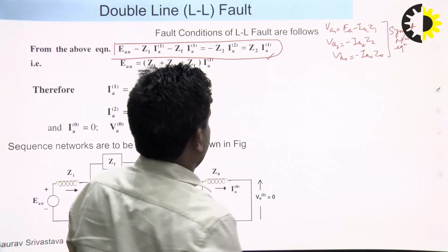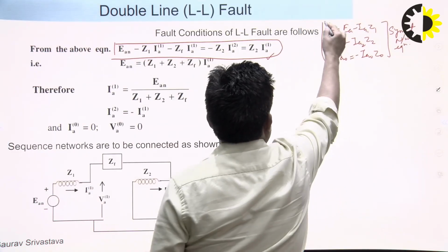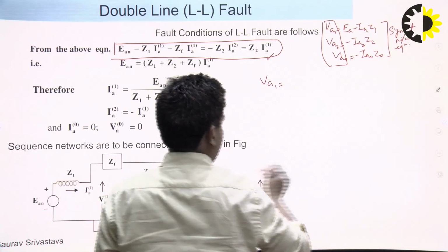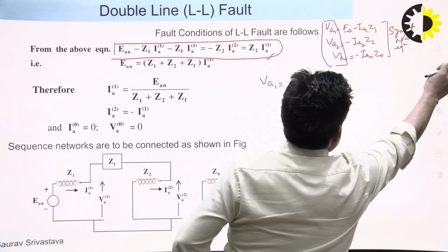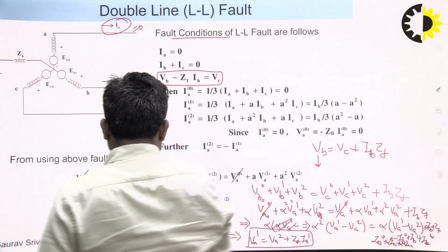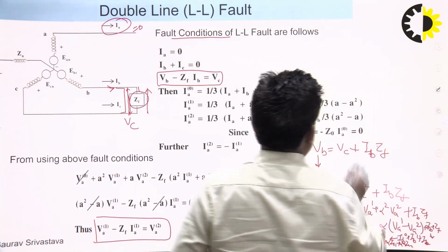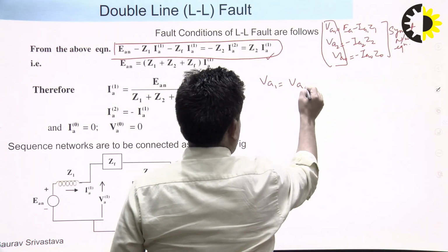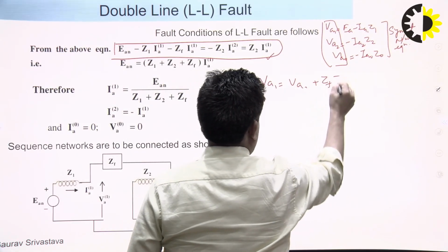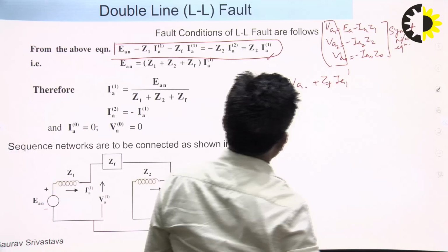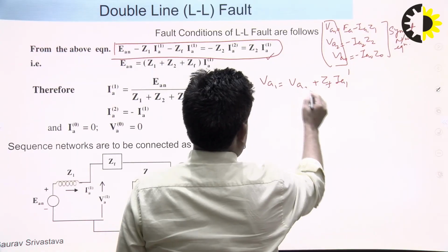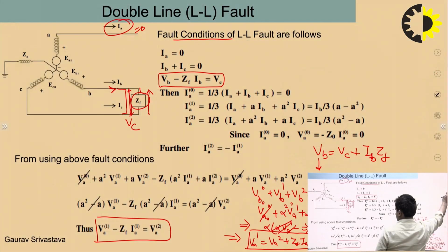So now here just put these values into the last expression, where we can find Va1, what is the expression we have found, Va1 is equal to Va2 plus ZF Ia1. Clear? Va2 plus.